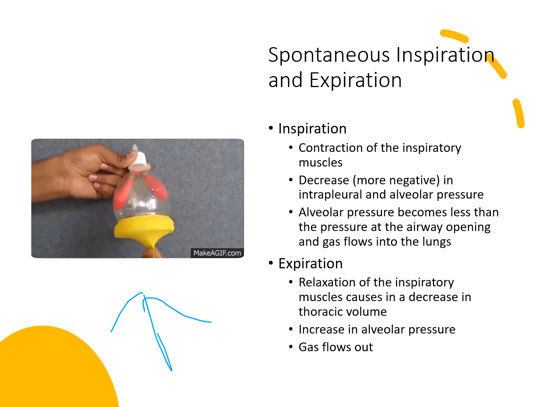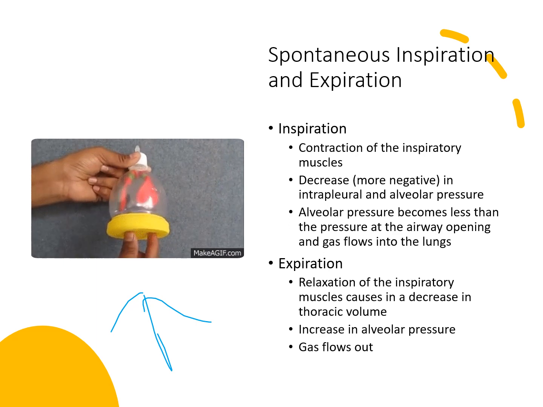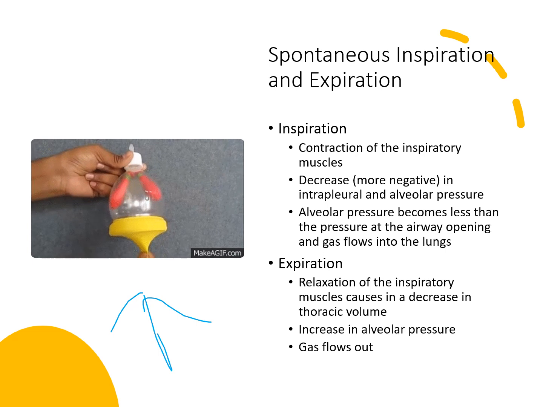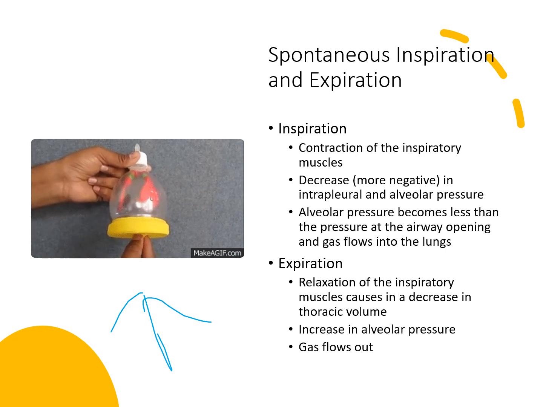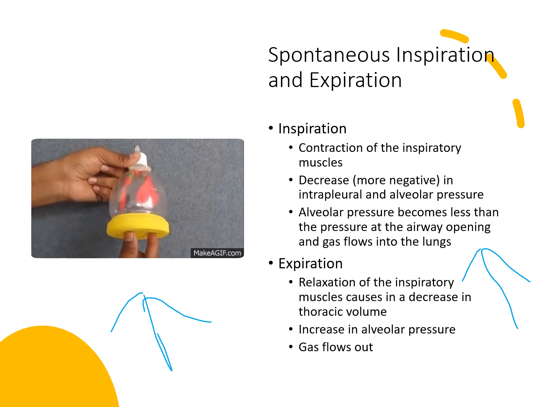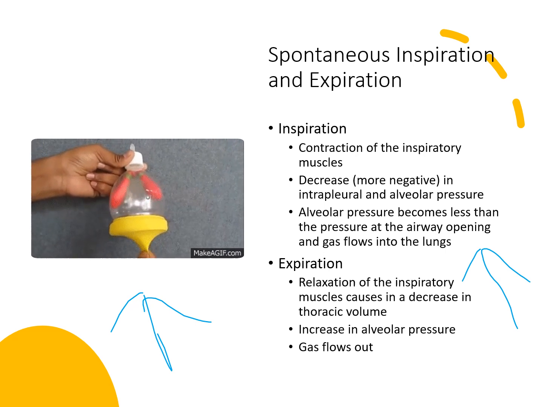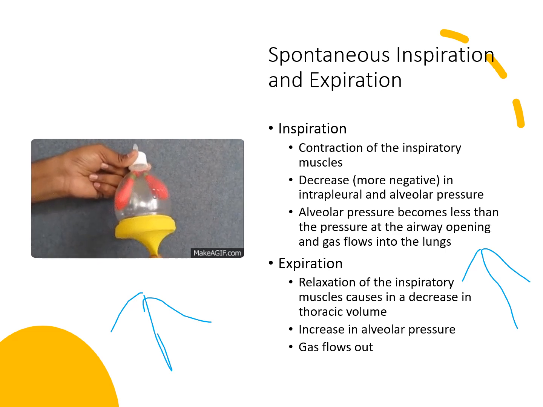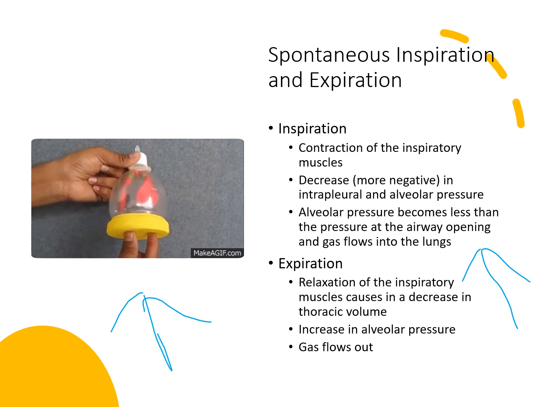As the lung volume increases, the pressure inside the alveoli decreases. That negative alveolar pressure then becomes less than the pressure at the airway opening, and gas will flow in, right? We're using lower alveolar pressure. Of course, it uses that pressure gradient to suck gas in. When we exhale, we're going to reach equilibrium at end inhalation.